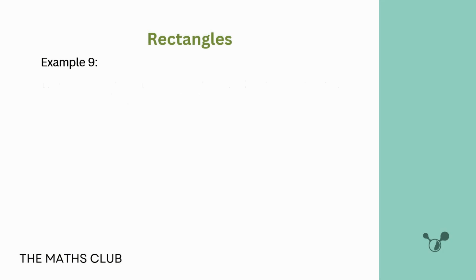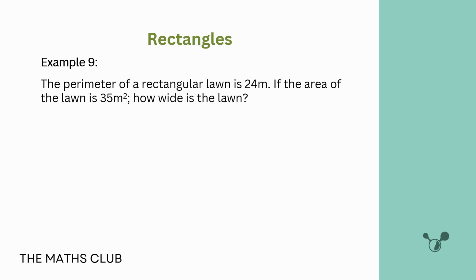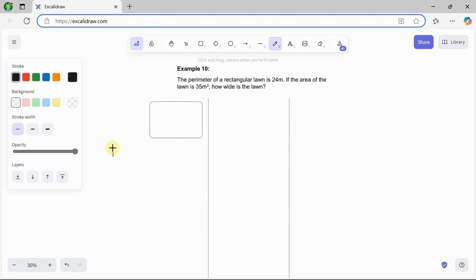Great. Example 9 says that the perimeter of a rectangular lawn is 24 meters. If the area of the lawn is 35 meters squared, how wide is the lawn? Remember, the width is always the smaller distance. Let's solve this together. Perimeter of a rectangle is 2 open brackets L plus W, and this is equal to 24 meters. And the area of a rectangle is length times width, and this is equal to 35 meters squared.